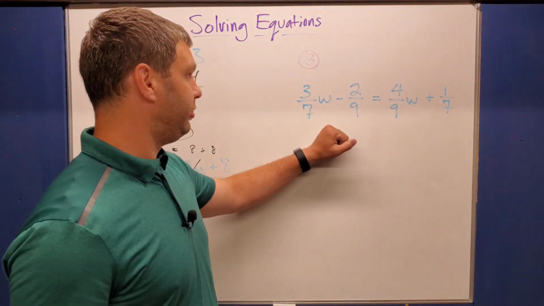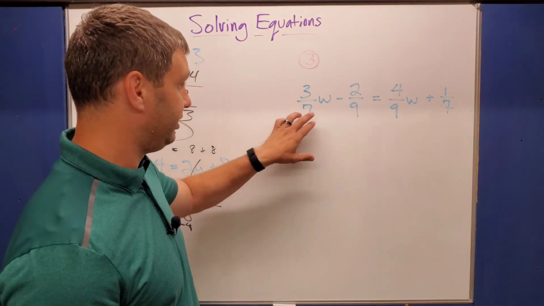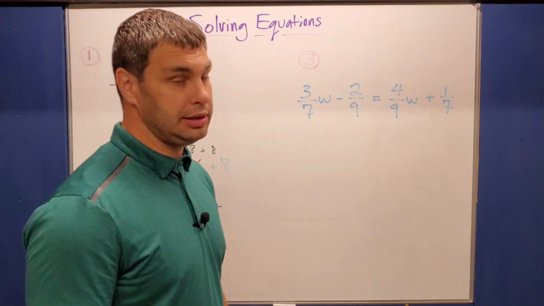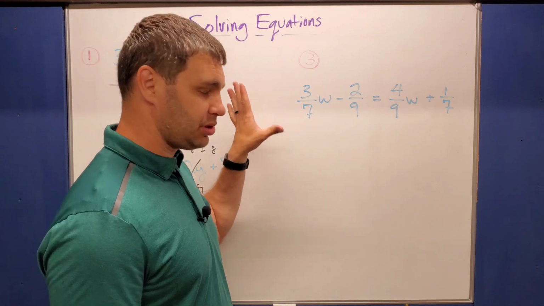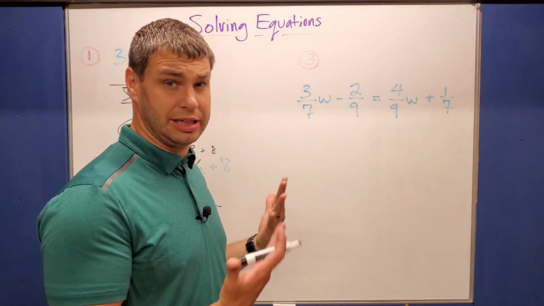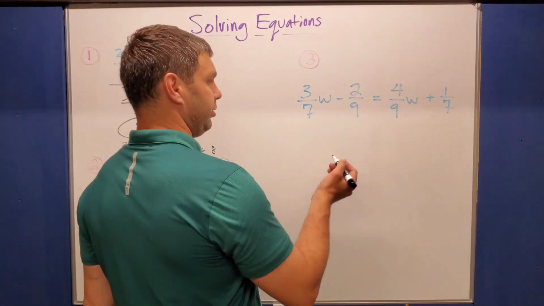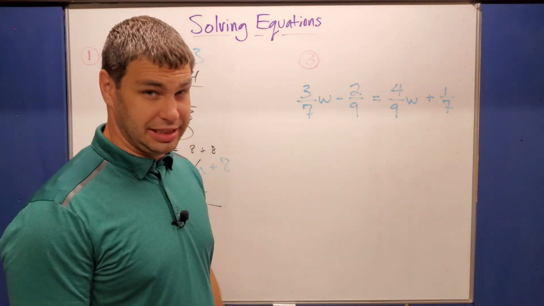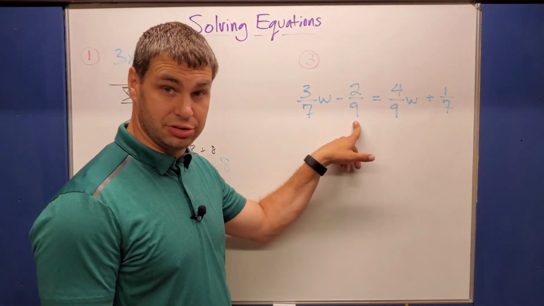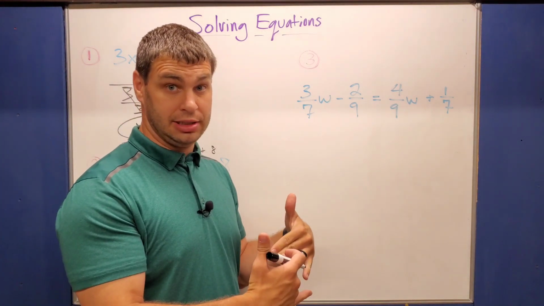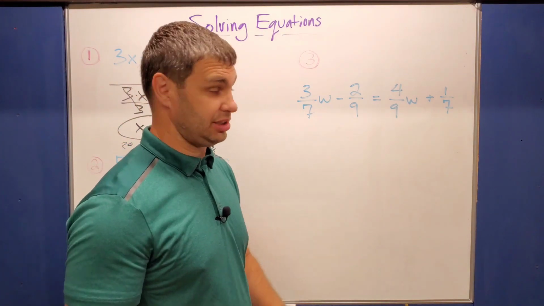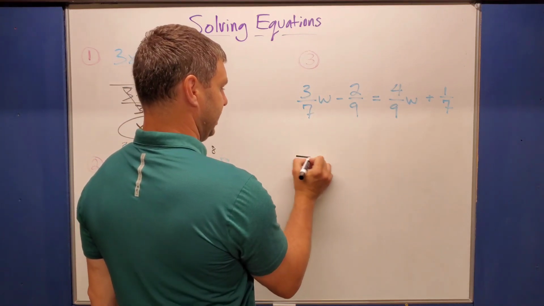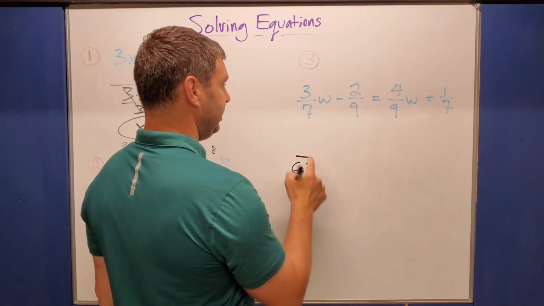The last one is the tricky one. This one says 3/7 w minus 2/9 equals 4/9 w plus 1/7. Since I have some fractions, which we don't usually like, we're going to get rid of them by getting a common denominator of 63. I'm getting that because 7 times 9, the two numbers you see in the denominators, multiplied together equals 63.